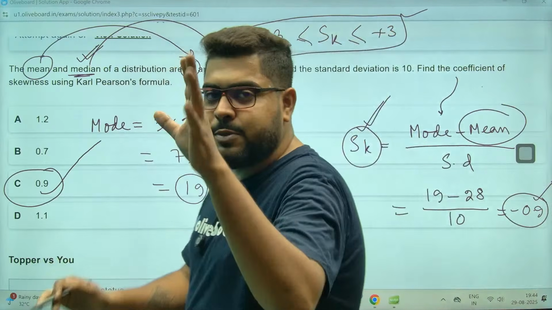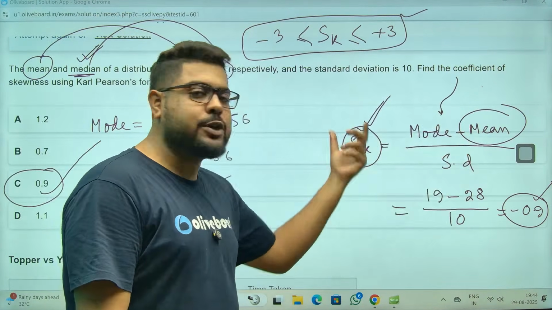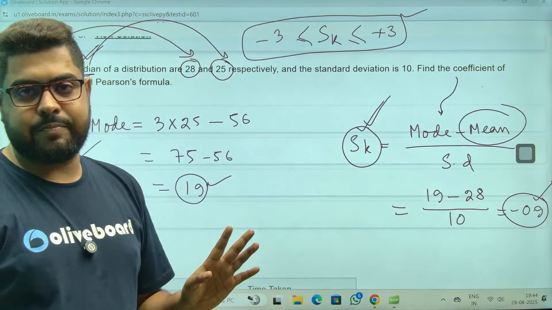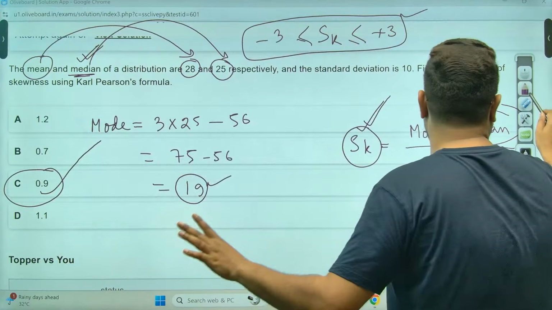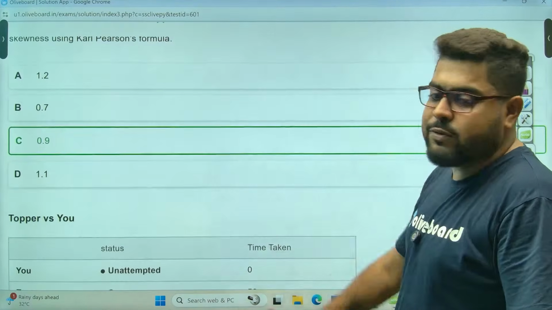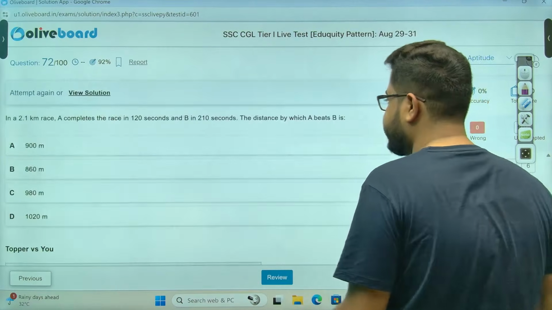This coefficient gives you the idea whether it is left skewed or right skewed, or exactly 0 means it is not skewed towards any side. But again, the options should have minus. But again, I am quite confident 0.9 will be the answer. They have just decided not to include the sign.